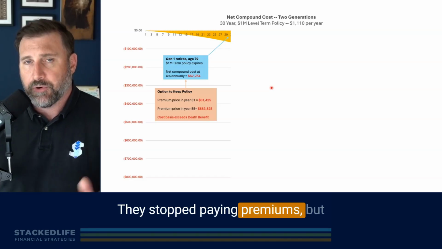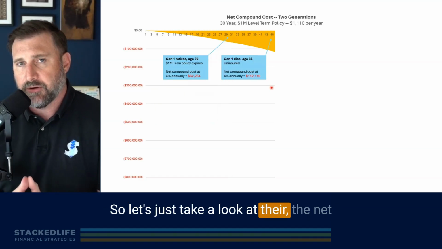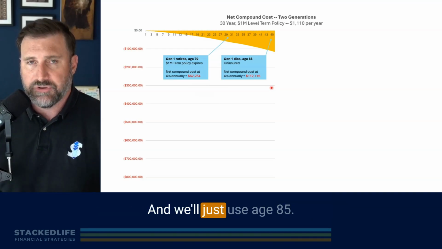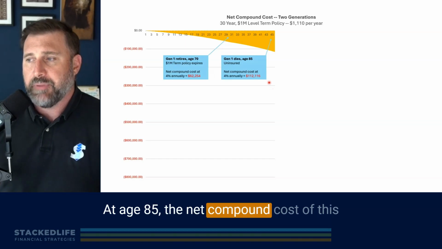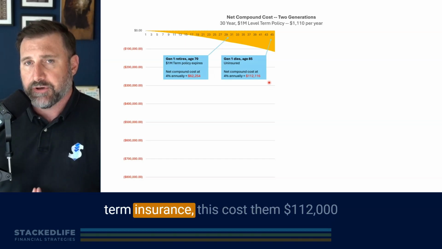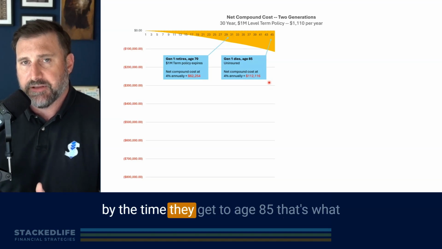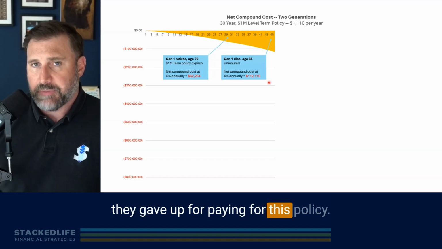They stop paying premiums, but they're still going to live for a while. So let's just take a look at the net compound cost over their life expectancy, and we'll just use age 85. At age 85, the net compound cost of this term insurance costs them $112,000. That's what they gave up for paying for this policy.